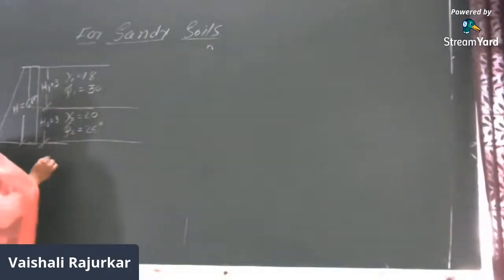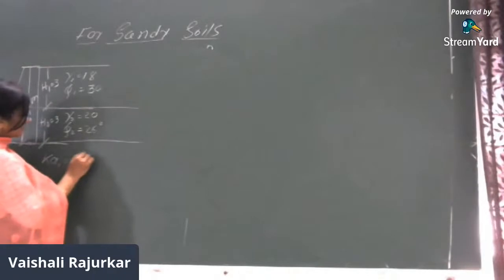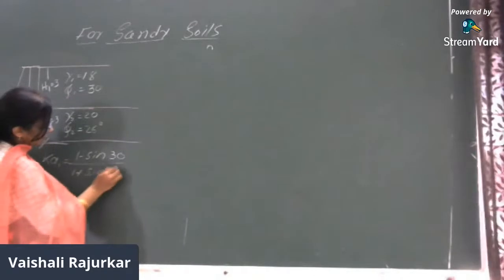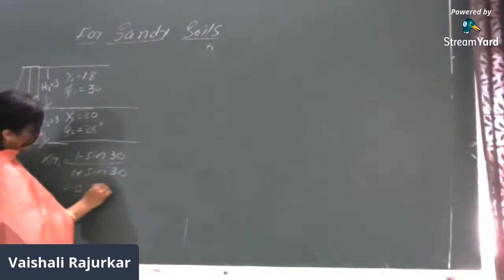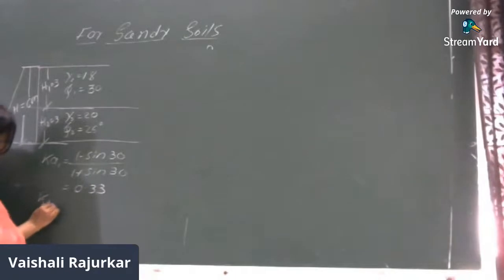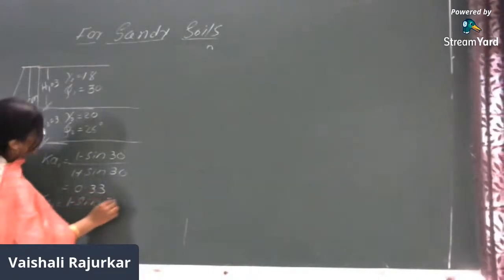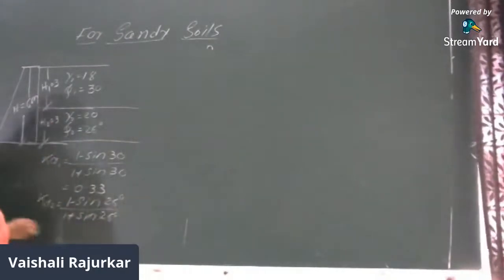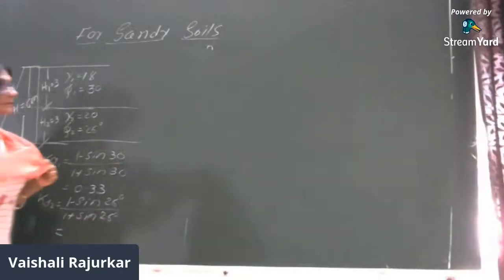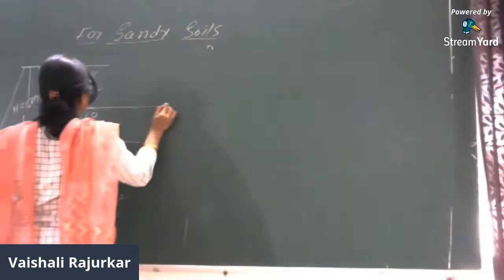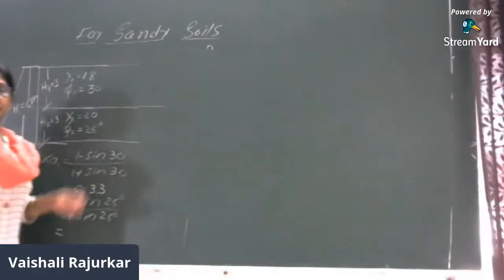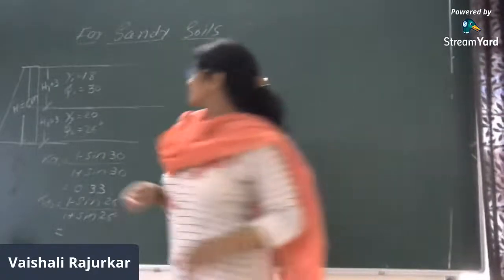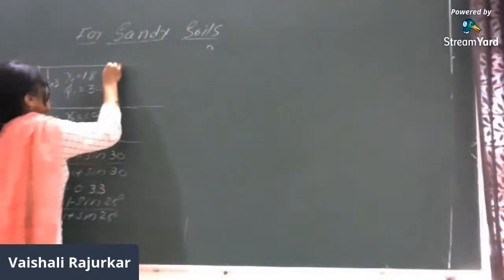Prior to that, I calculate the value of Ka1, which will be 1 minus sine of 30 divided by 1 plus sine of 30. So it is found to be 0.33. Then Ka2 is 1 minus sine 26 upon 1 plus sine 26. So it is found to be some value. This is the first layer where a dry cohesionless backfill is considered. Now in this case, both the layers are dry cohesionless backfill. So first, it is a simple case of a dry cohesionless backfill.